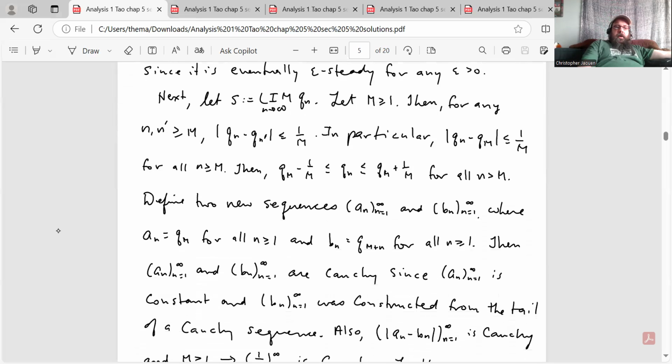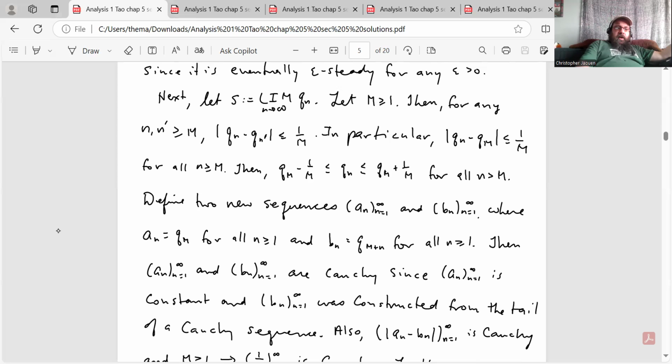All right, next, let s equal the formal limit of the qn, then let m be greater than or equal to 1. Then for n prime greater than or equal to m, the distance between qn and qn prime is less than or equal to 1 over m by the previous part. In particular, the absolute value of qn minus qm is less than or equal to 1 over m for all n greater than or equal to m. Then qm minus 1 over m is less than or equal to q sub n, less than or equal to q sub m plus 1 over m for all n greater than m.